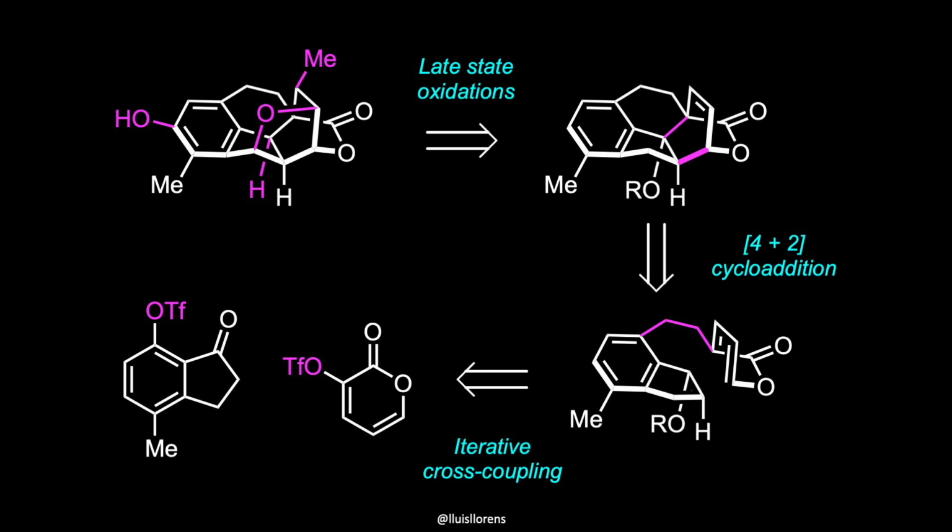oxidations. An intramolecular inverse demand Diels-Alder cycloaddition was identified as a strategic disconnection for the efficient construction of this carbon framework, and from this intermediate, the authors identified two fragments, a pyrone and an indanone, that could be linked with a two-carbon fragment by an iterative cross-coupling sequence.